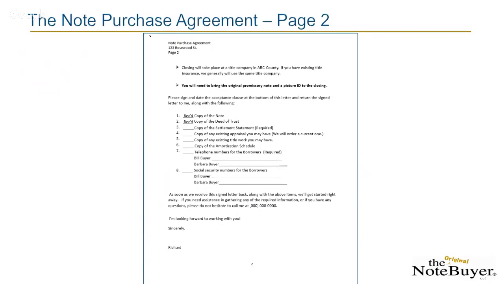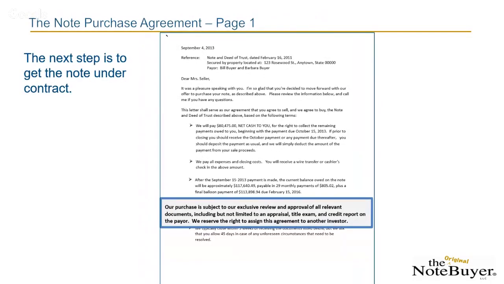Notice, back up here. Did you see that last line? We reserve the right to assign this agreement to another investor. I kind of slipped that in. The general rule of thumb is unless a contract says that it is not assignable, then it is. But I don't want there to be any question if they come back and say, wait a minute, I thought you were buying this. You're selling it to somebody else? Well, it's right here in the contract that I have the right to do that.